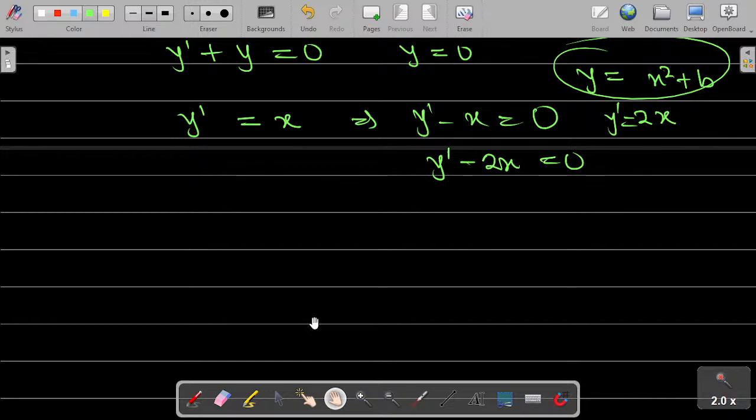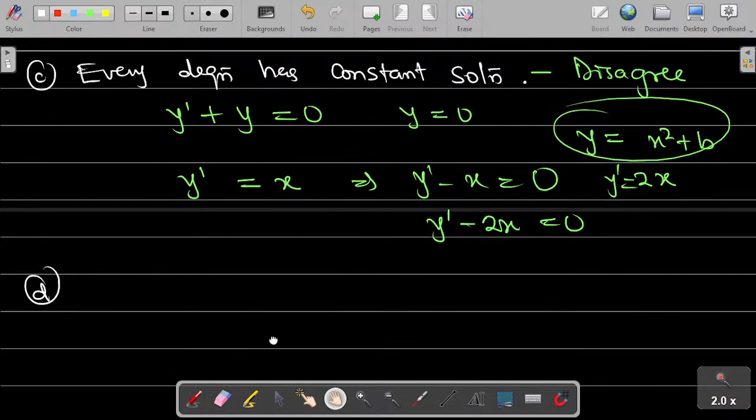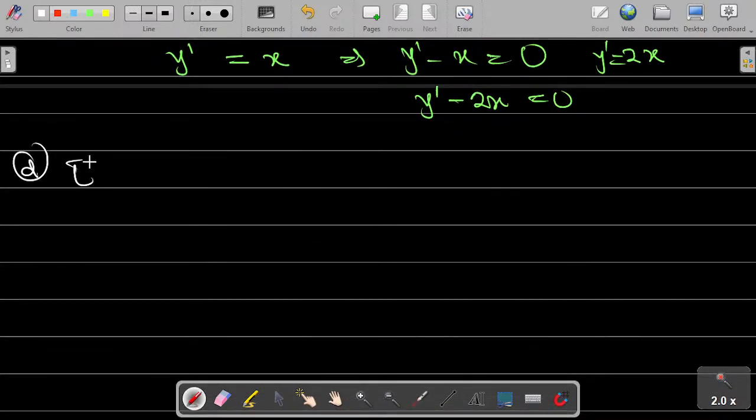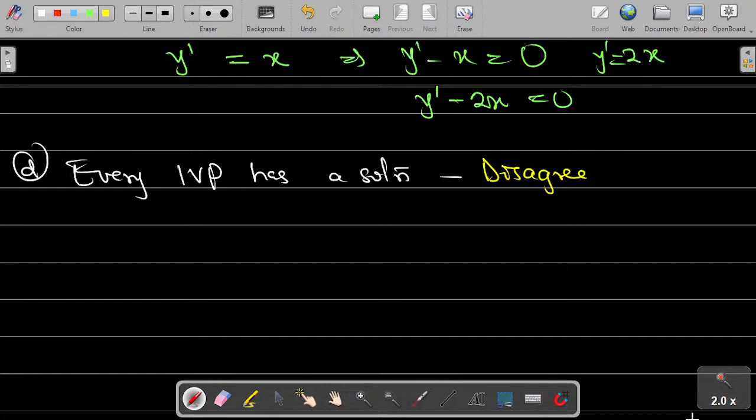Every initial value problem has a solution, and it's no. The statement says every IVP, initial value problem, has a solution, and this is a straight no, because when we are looking at IVPs, we also study Picard's theorem, which we use to determine whether a particular initial value problem has a solution, and if it does, whether the solution is unique.